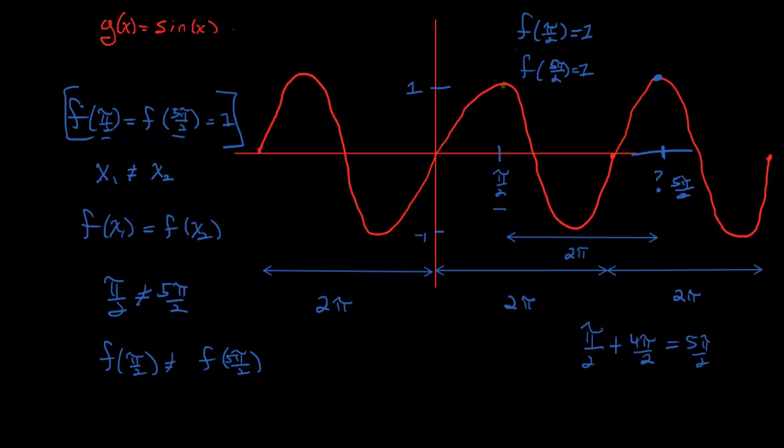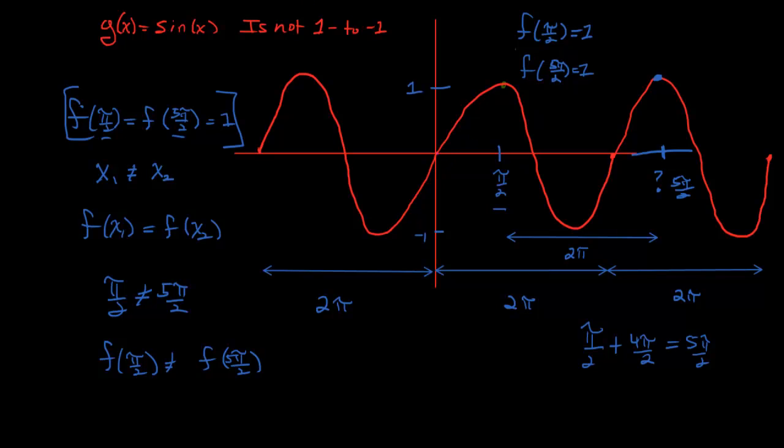So we know sine of x is not one-to-one. It is not one-to-one. But notice, if we were to restrict our sine curve, let's go ahead and use a different color here. I'm going to use maybe purple.